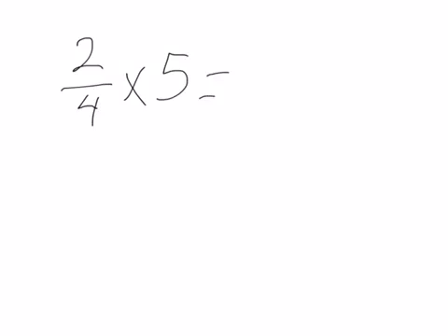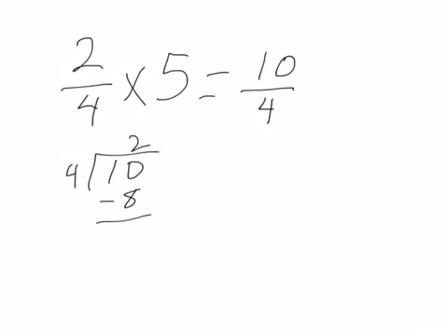I did that on purpose so you could see that. Again, we have 5 sets of that 2/4. So 5 times 2 is 10/4. And again, we're going to end up doing the same improper fraction to a mixed number. 10 divided by 4 is 2. Subtract our 8, and we have 2 2/4.